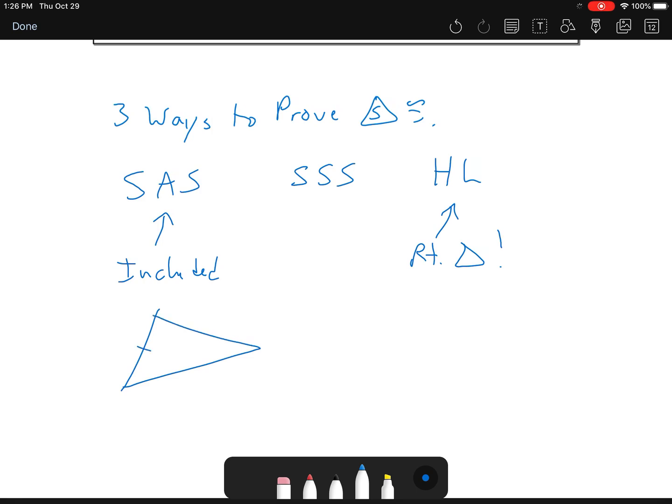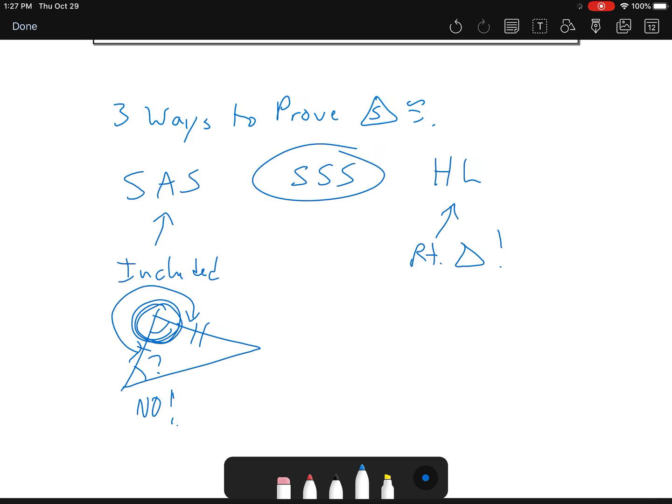If I just drew a triangle here and I click that side and that side, is that angle included? The answer is no, because this would have to be the included angle, because it'll be in between the 2 congruent sides. So you have to be aware of that and be careful where that angle is located. Side, side, side is just simply what it says. All 3 sides are congruent. Corresponding sides are congruent. Okay?